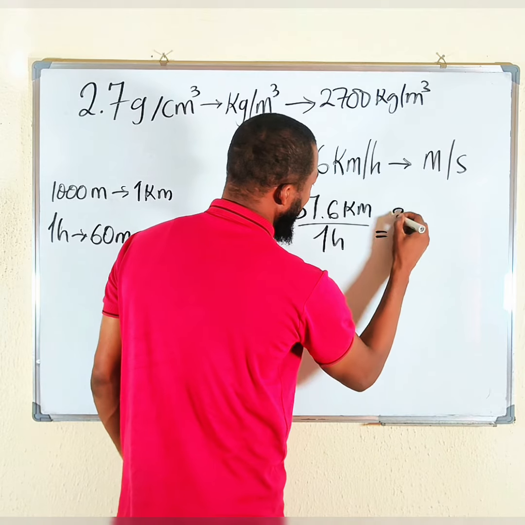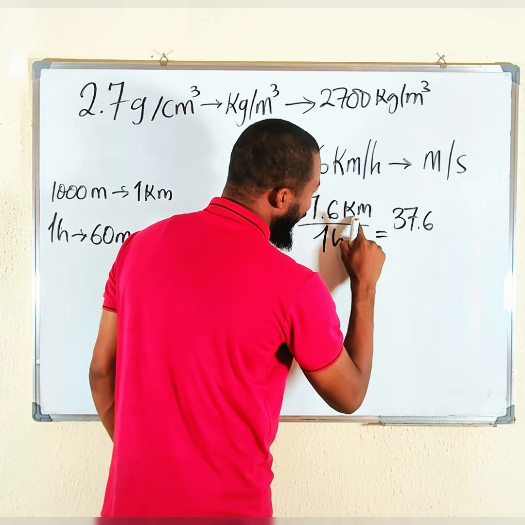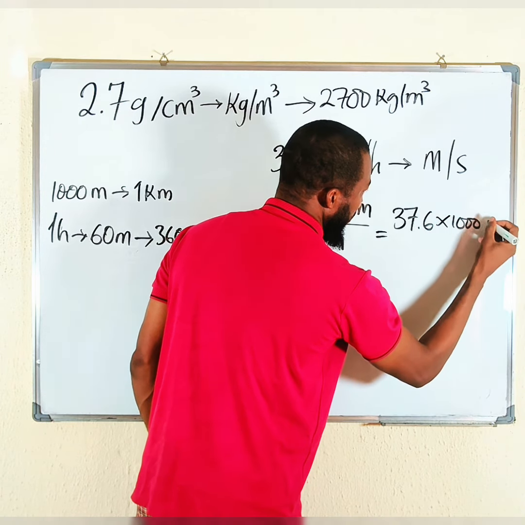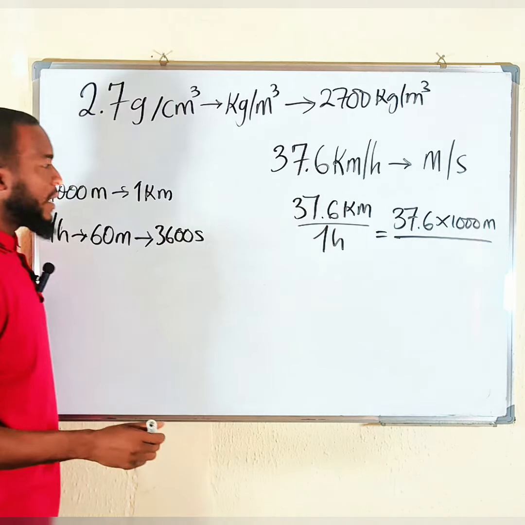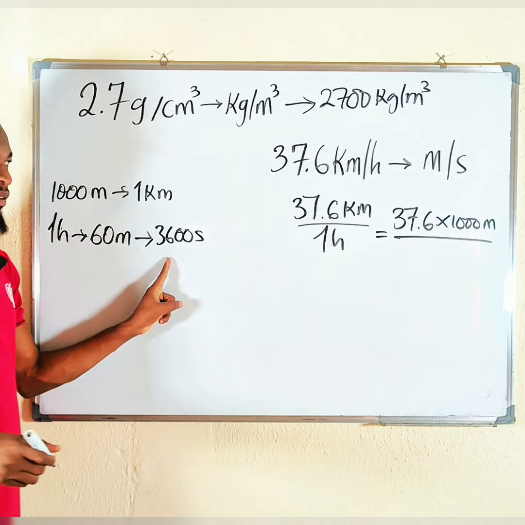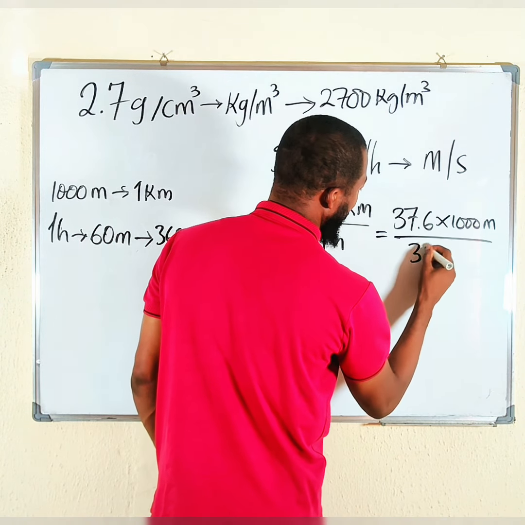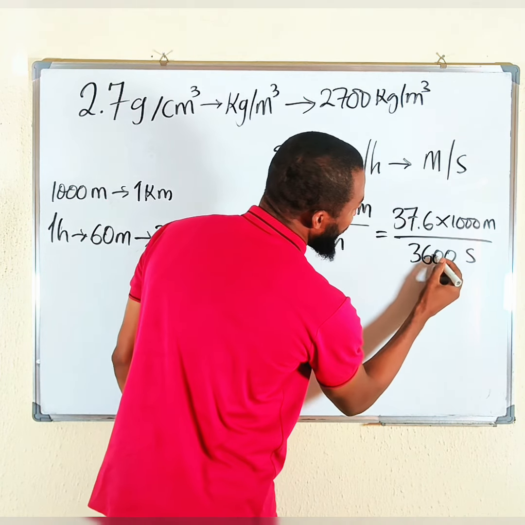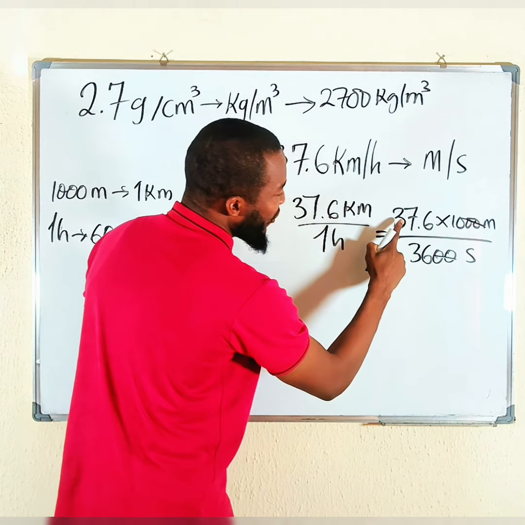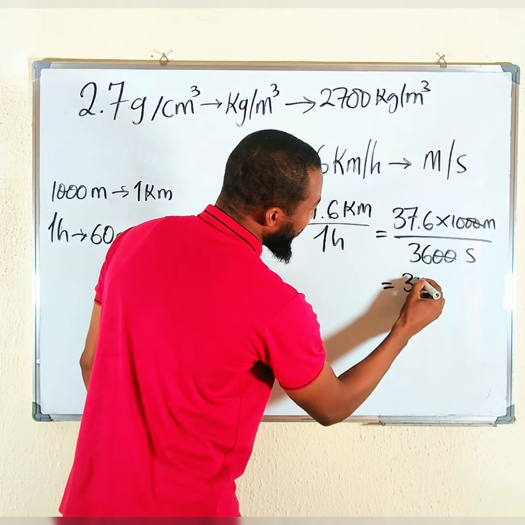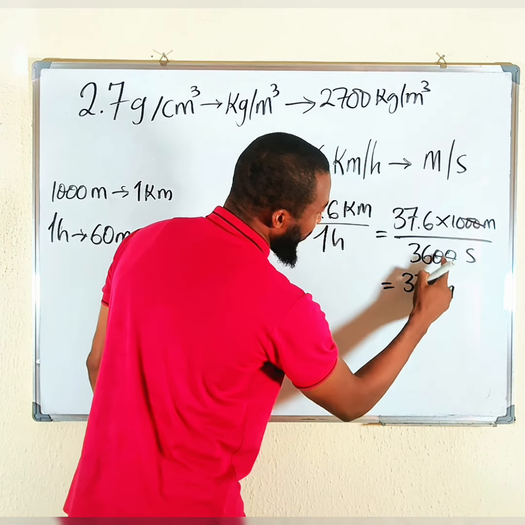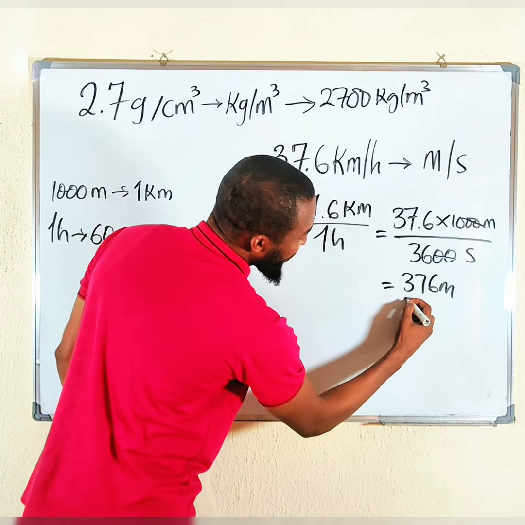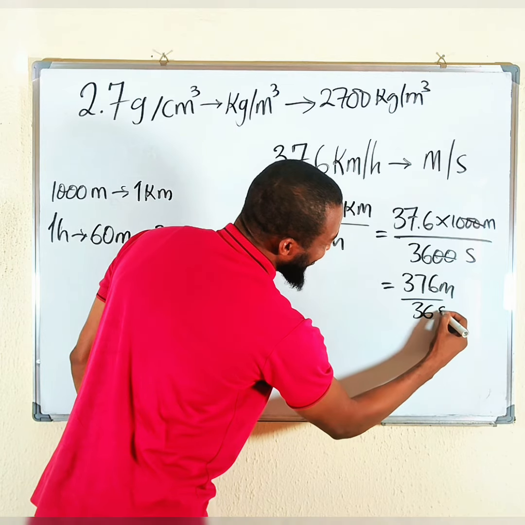So this is equal to 37.6. Instead of this, we're going to write 1000. So times 1000 meter divided by, instead of 1 hour, you write 3600 seconds. These two zeros will take care of these two zeros. So to the top, we have 376 meter, right? Because this 10 is going to shift this decimal to the right. To the bottom, you have 36. Still, I need my calculator.